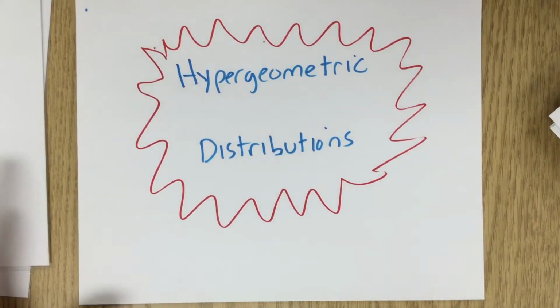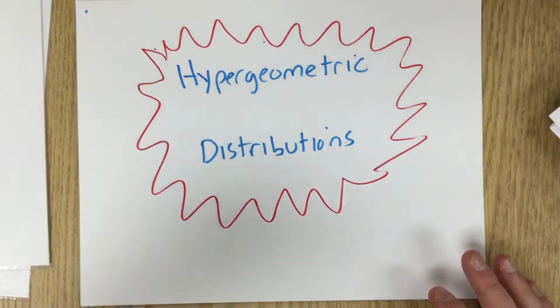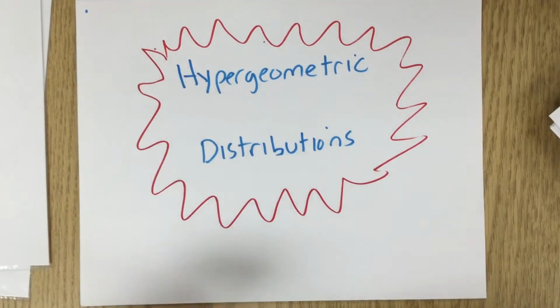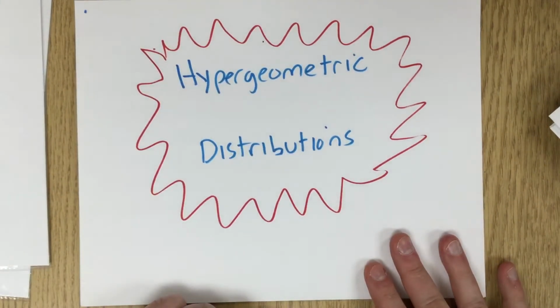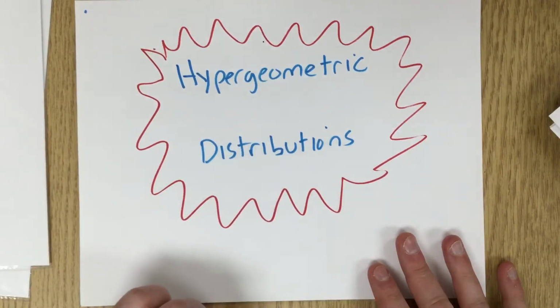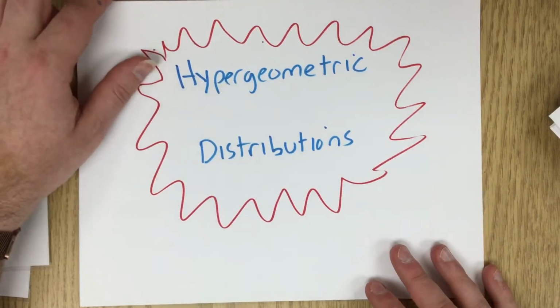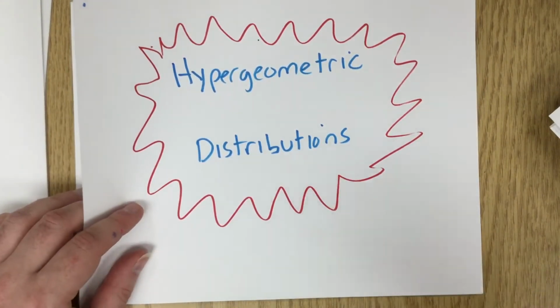So now we're going to discuss hypergeometric distributions. So this is another distribution. Before, we had binomial distributions, and there were some conditions, and if we had those conditions, then it was a binomial distribution, and we could use a formula. This is a different one, called hypergeometric, not hypo, hypergeometric. And if we meet some conditions, then we're going to be able to use some formulas.